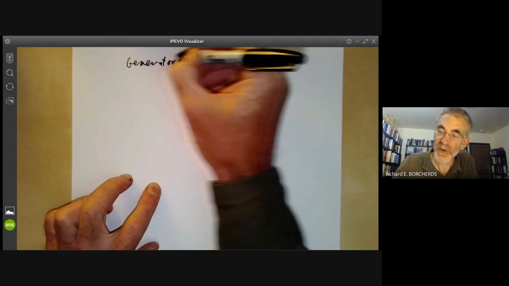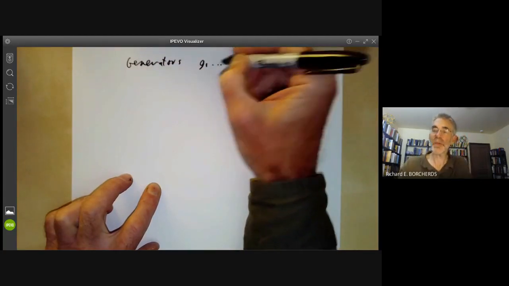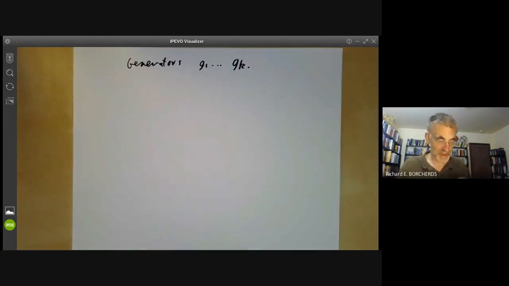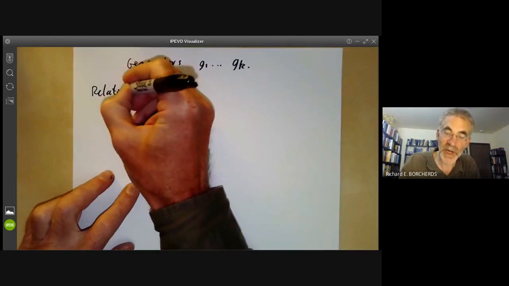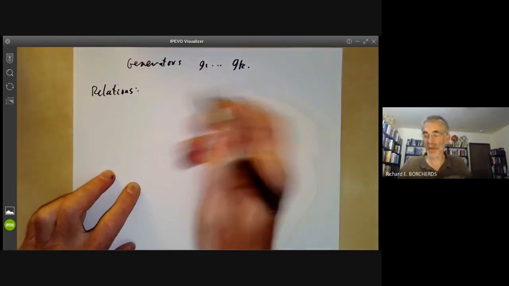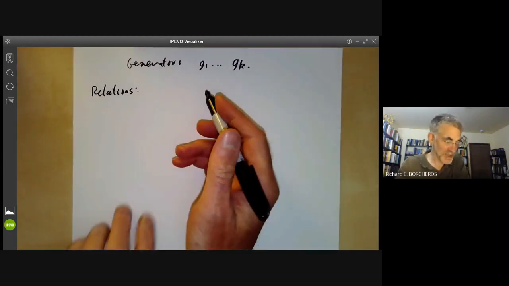So let's take some generators G1 up to GK. And we're going to write the group additively because it's abelian. And we look at some relations between these generators. So relations between generators are just some group operation on these generators that produces zero.